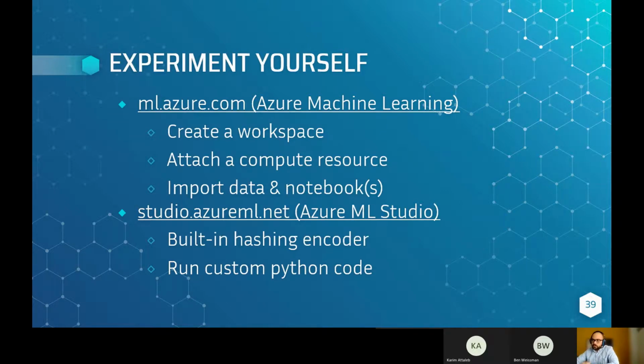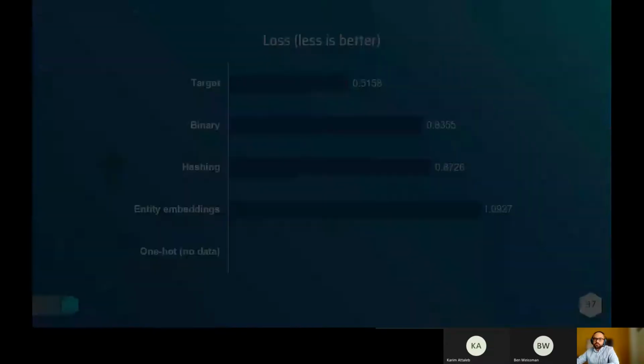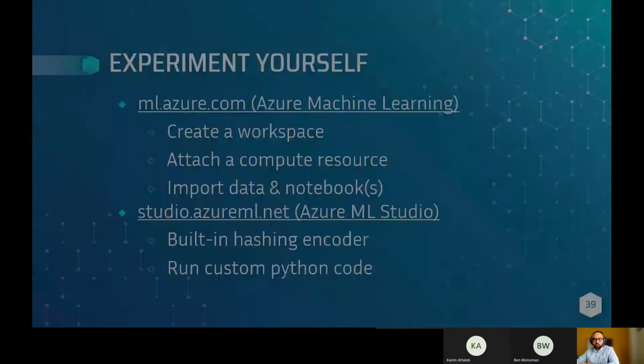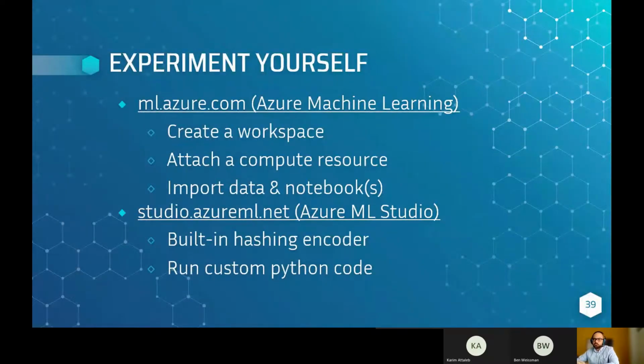Or alternatively, you can also go to the Azure ML Studio. I believe that's the old one, and I also believe they're phasing it out. But it's worth mentioning because it has a built-in hashing encoder. And I would say that's for a reason, because the hashing encoder, if we quickly go back, in this case ranks third. In another scenario, maybe it ranks first and maybe it's quite good. So the hashing encoder is actually popular. And also in the Azure ML Studio, you can run custom Python code.